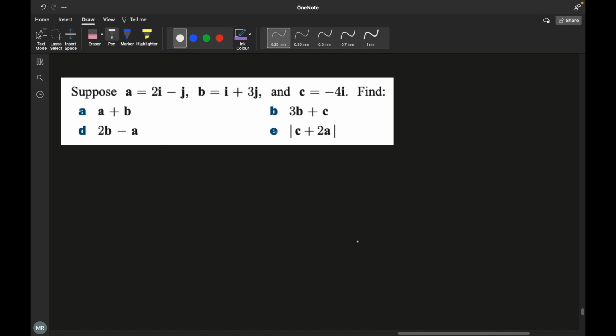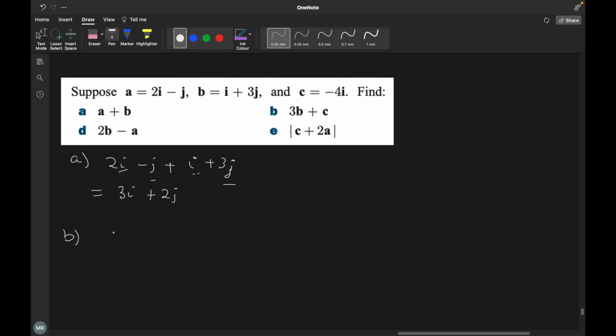Time for this one. Suppose A is this, B is that, and C is that. We have to find A plus B. A is 2i minus j, and B is i plus 3j. We have to add the i components and j components. It's like term addition. You know, this is i and i, this is j and j. You can't add these two, you can't simplify it further. So it's going to be 3i plus 2j.